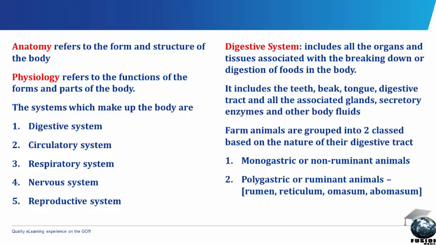The digestive system. The digestive system includes all the organs and tissues associated with the breaking down or digestion of foods in the body. It includes the teeth, beak, tongue, digestive tract, and all the associated glands, secretory enzymes, and other body fluids. Farm animals are grouped into classes based on the nature of their digestive tract. We have the monogastric or the non-ruminant animals, and the polygastric or the ruminant animals.